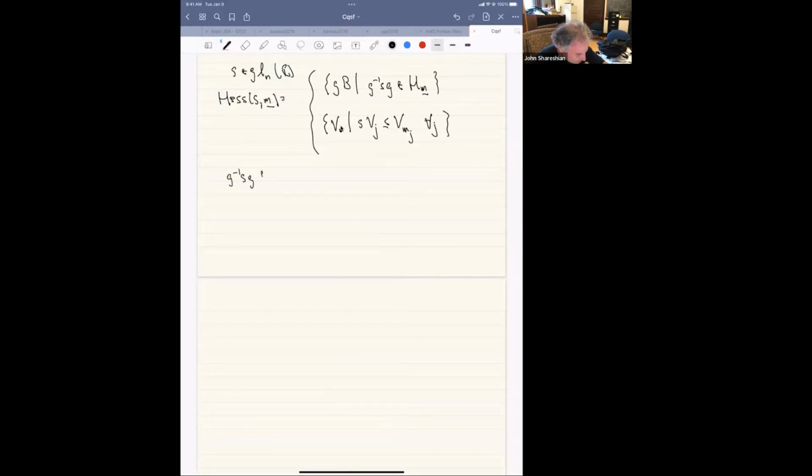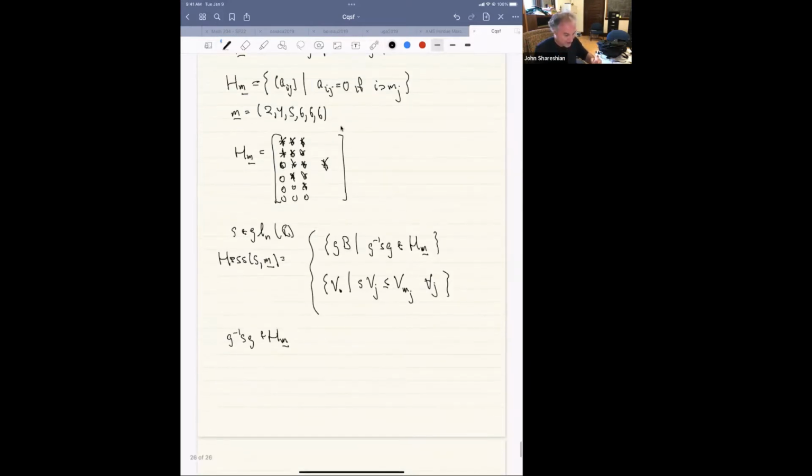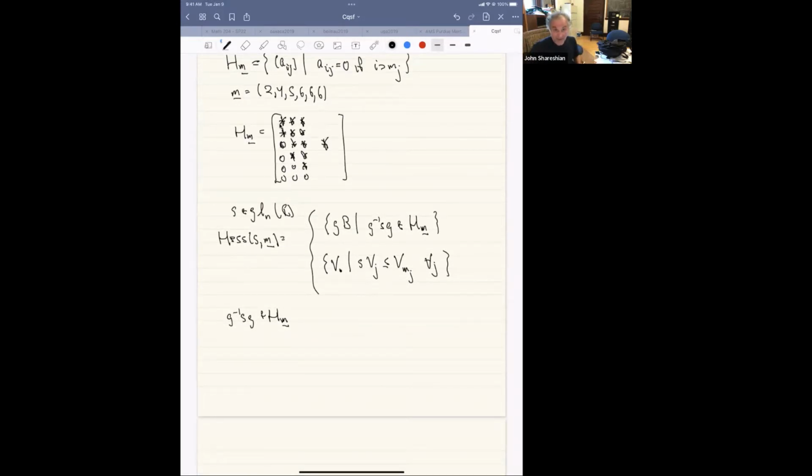G inverse SG is in this Hessenberg space. Well, it means that G inverse SG looks like this, which tells me something about where G inverse SG maps each standard basis vector. This is if and only if G inverse SG applied to EJ lives in the space spanned by the first MJ standard basis vectors. I have MJ non-zero entries down the jth column. And so this is if and only if SG of EJ is in G of this space here, and this is the same as what we want to say in the flag model.